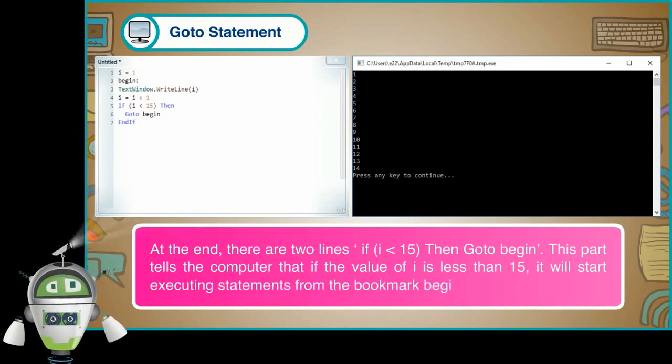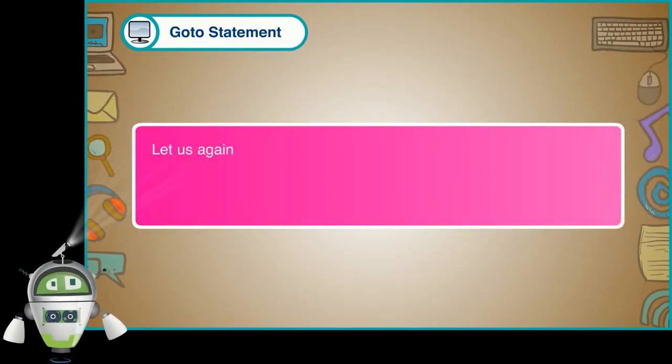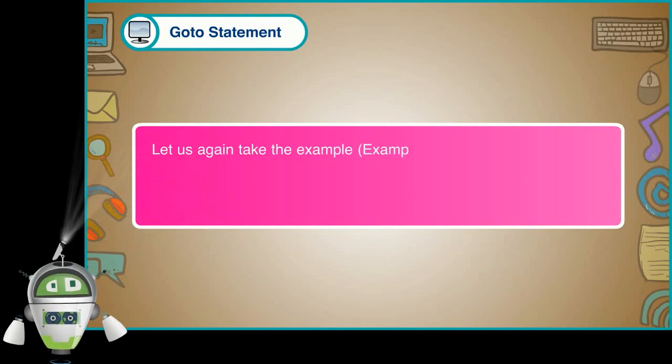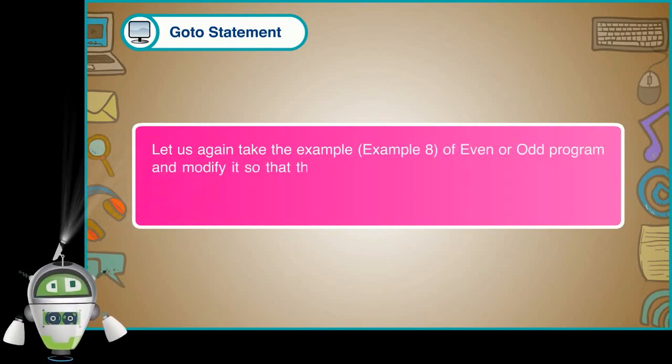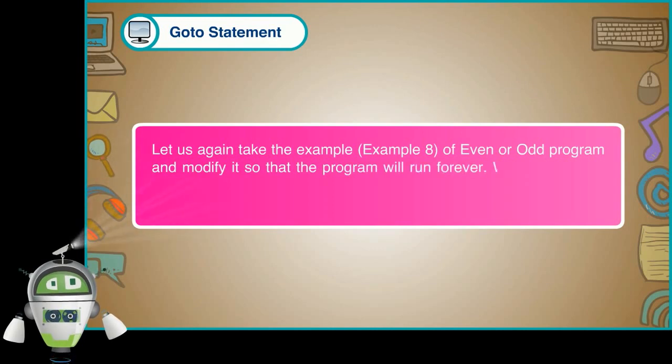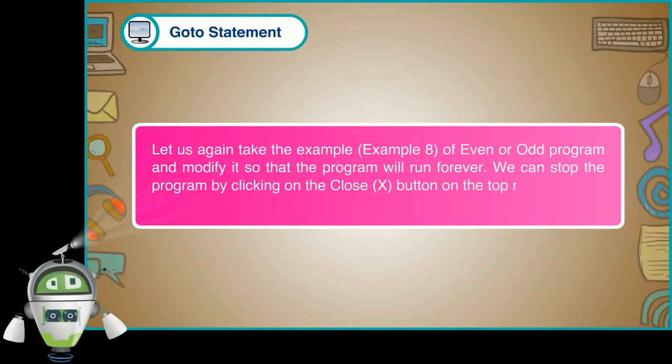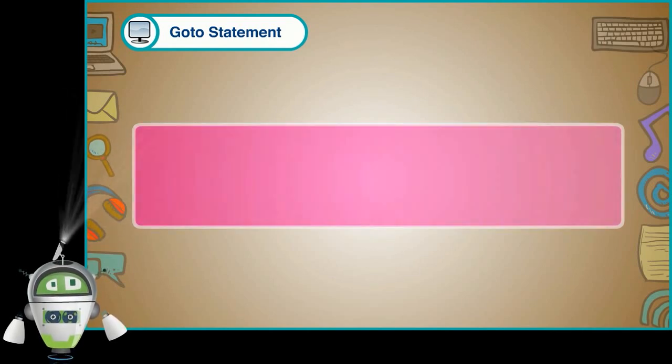from the bookmark begin. Let us again take the example 8 of the even or odd program and modify it so that the program will run forever. We can stop the program by clicking on the close button on the top right corner of the window.